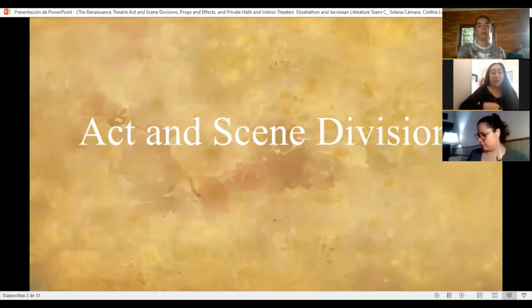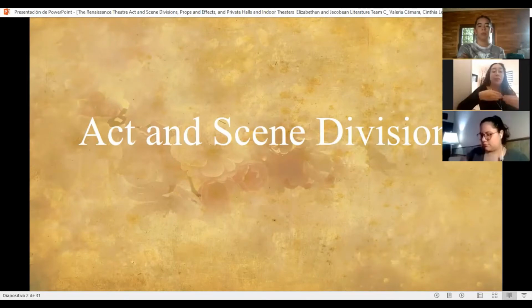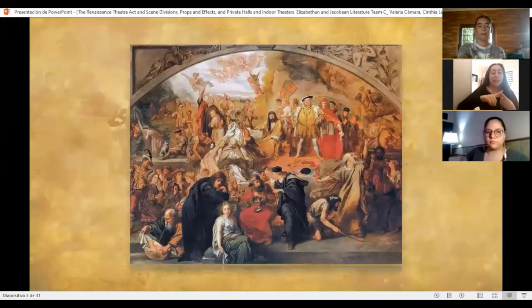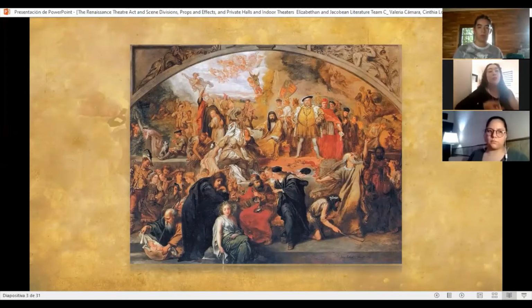So, the first one is act and scene divisions. Now, this is made of two things. One is the act, and two is the scene division. While these two things are the things that make a play, they are two different things. An act is defined by elements such as the rise in action, the climax, and the resolution. And the scenes are actually actions happening in one place at one time.